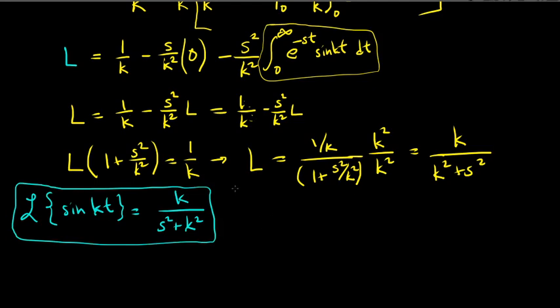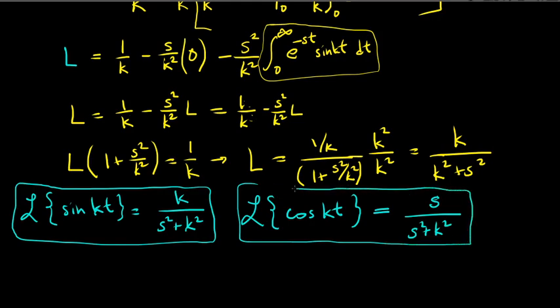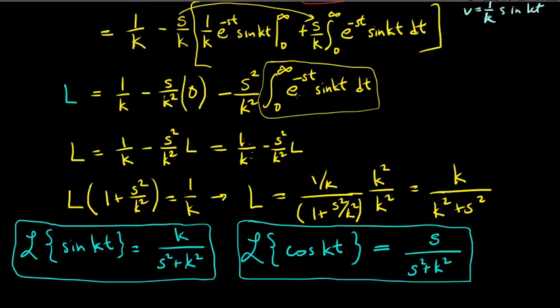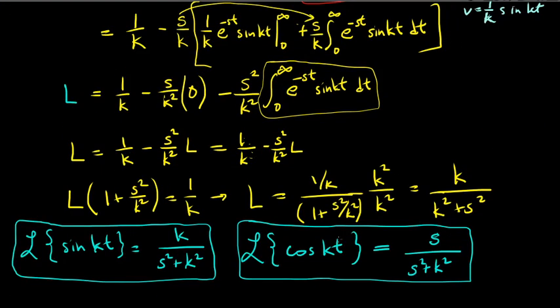Okay, so there you go. Without having to go through this all over again, let's just note that the Laplace transform of cosine of kt is going to be s over s squared plus k squared. Very similar calculation, of course. You still do the integration by parts twice, and then solve for the one side, which I'm calling L just for convenience.